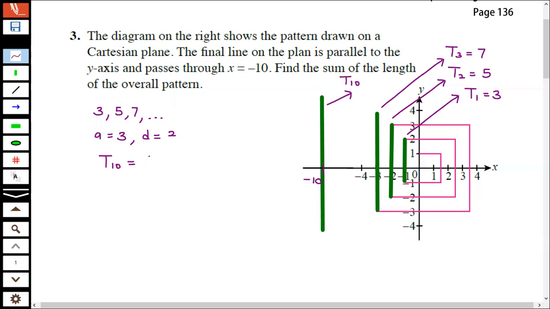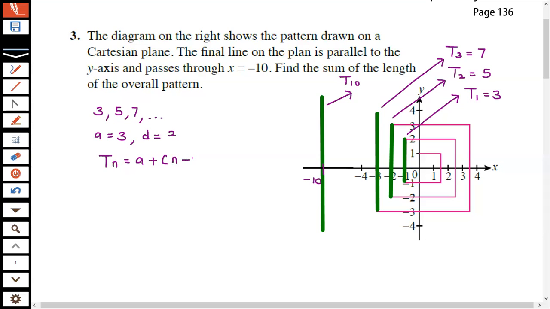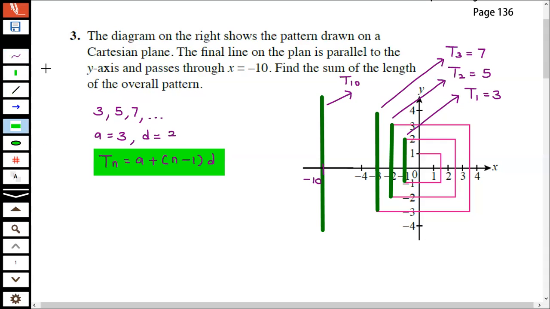Do you still remember the formula of Tn? Let me write the formula first for you. So this is your formula, class: Tn equals a plus (n minus 1) d. We are going to substitute everything to find T10. Your a is 3 there, plus your n is 10, so 10 minus 1, with d is 2. So this one is going to be 3 plus 18, which is 21. You understand, right?